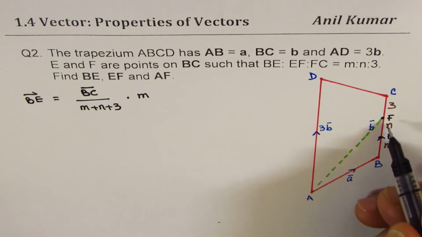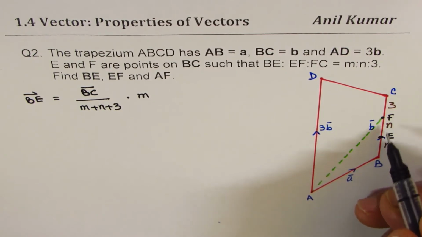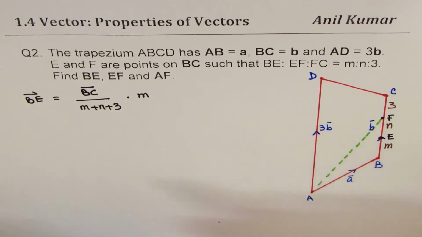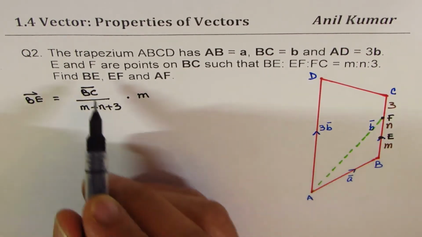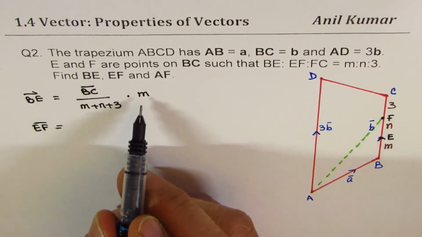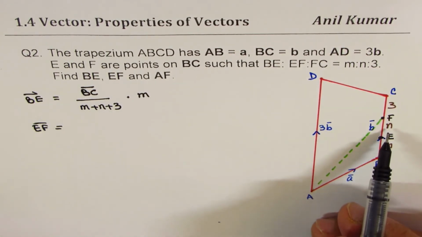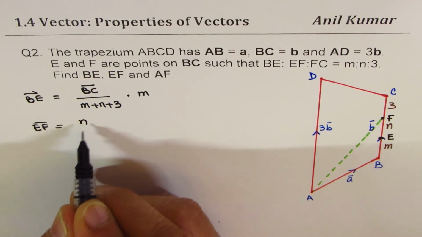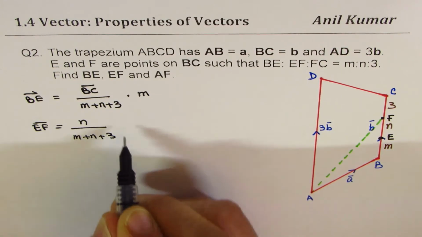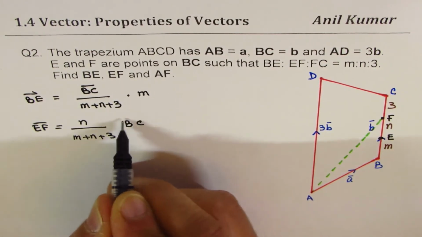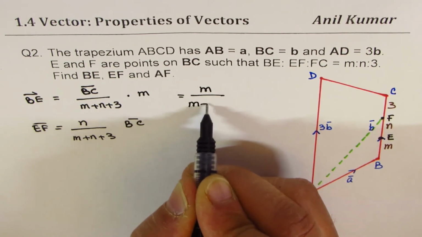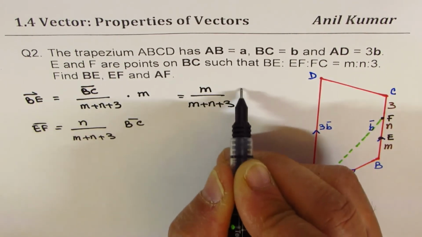Similarly, EF is the nth ratio of the whole, n out of whole, right? So it's kind of fractions. So we can say EF is, it's a good idea to write the scalar multiple first. So I'll write this as n over m plus n plus 3 times BC. Does it make sense, right? So let me rewrite this also as m over m plus n plus 3 times BC.